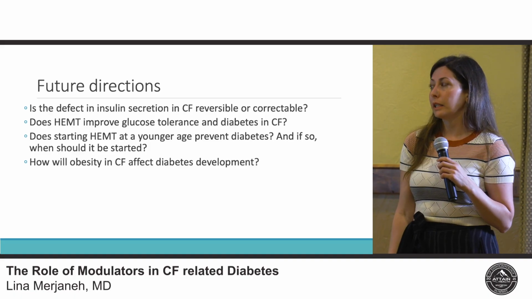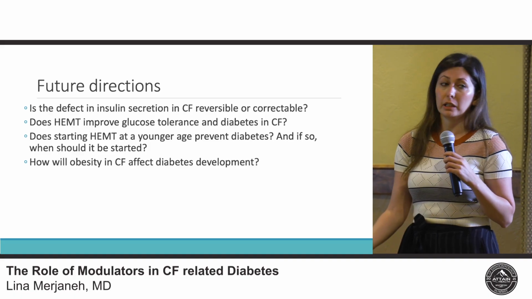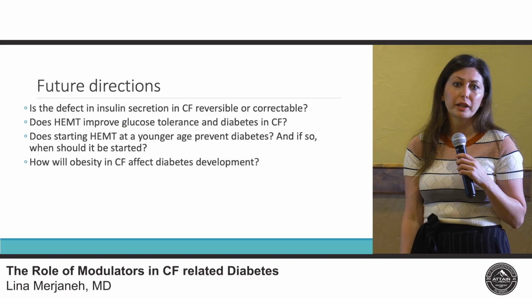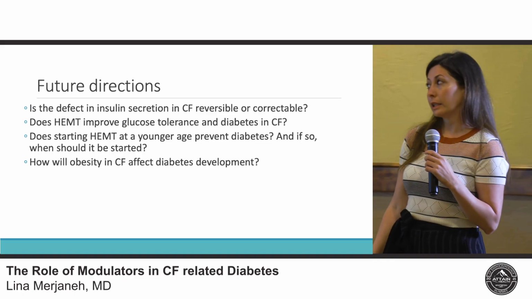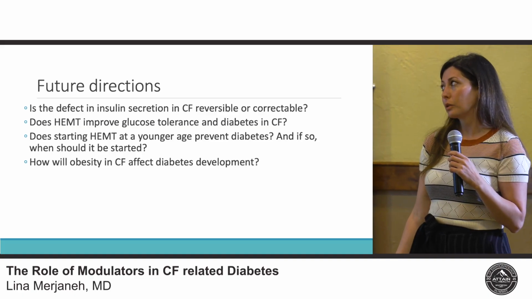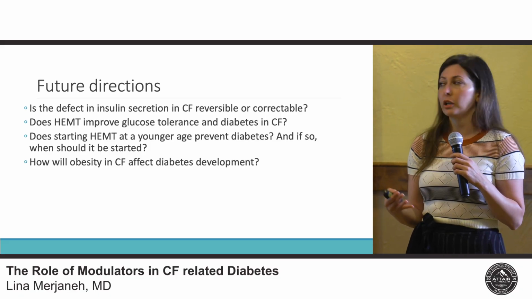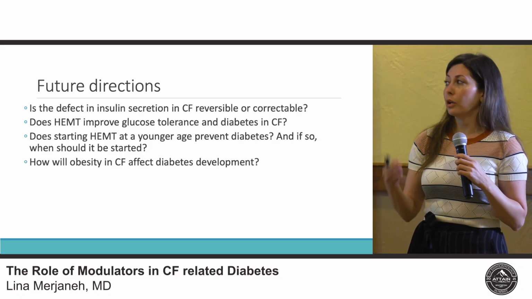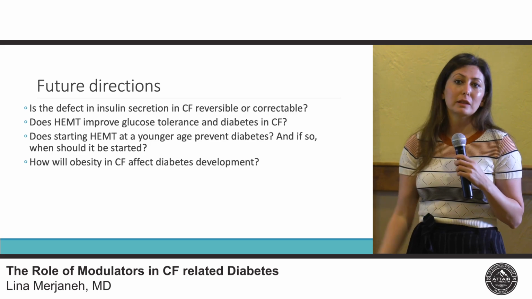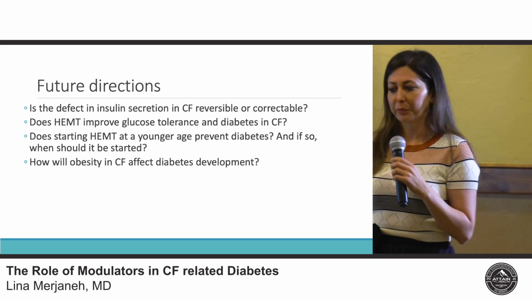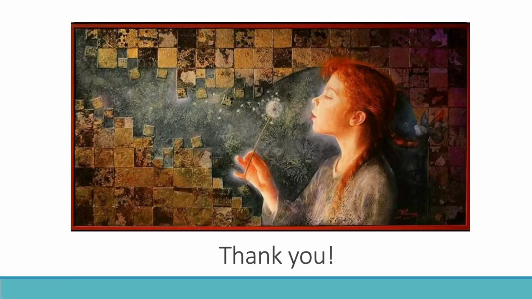And then finally, we're seeing a lot of weight gain and obesity with Trikafta, so how will that affect diabetes development? And also, if we are able to protect the beta cells by starting Trikafta early on, with the obesity, are we going to be able to sustain that effect long term? That's all I have.